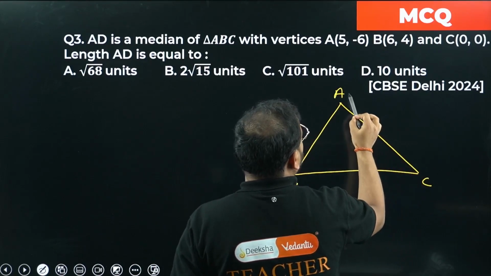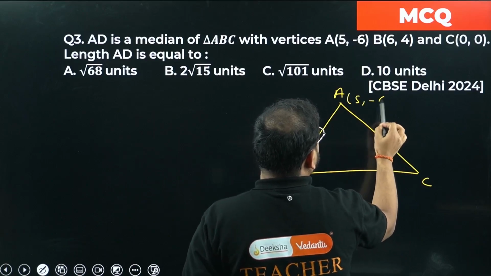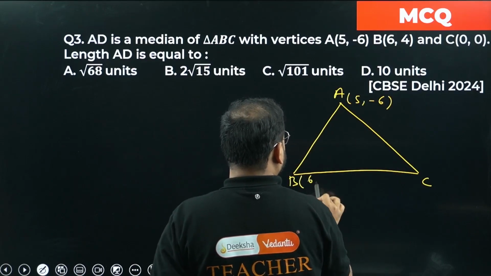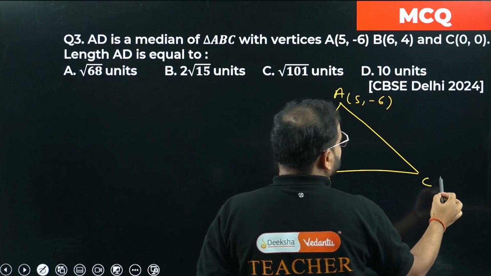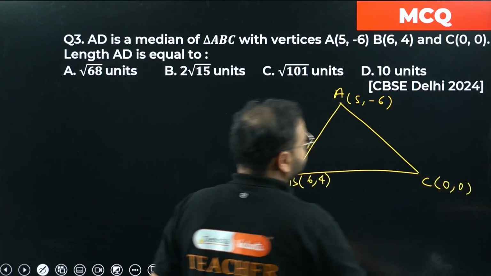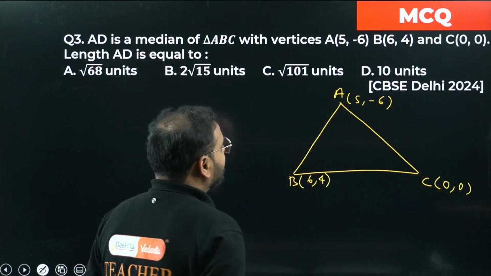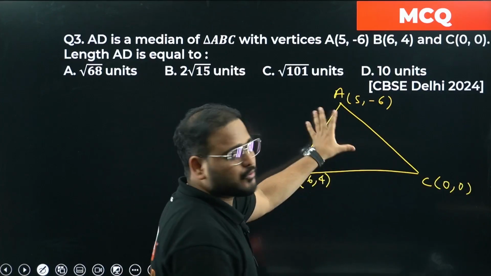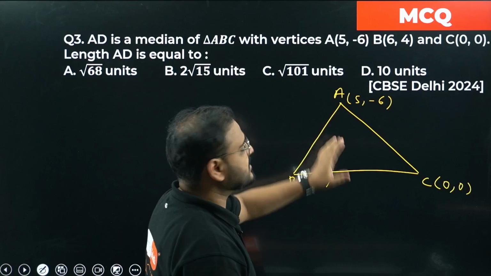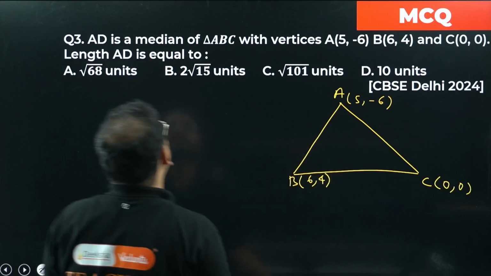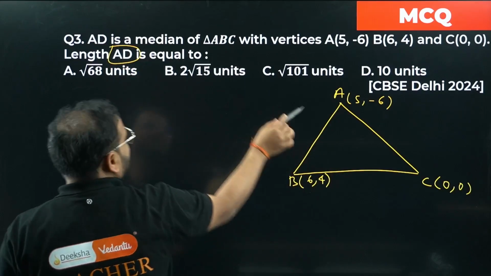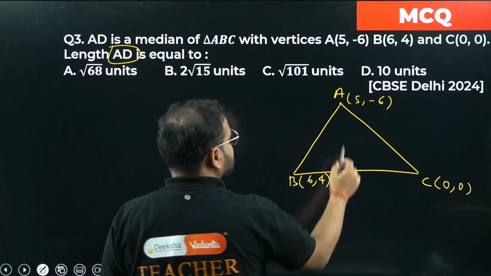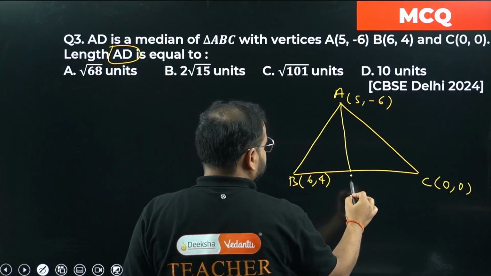A, B, and C. A is (5, -6). B is (6, 4). And C is the origin, so (0, 0). Don't worry about this coming on the left and all. I'm not taking it with respect to the coordinate plane, just these points A, B, C for the triangle. They're looking for the median. Median AD means from the vertex A to the side opposite to the vertex A. So this is my AD length.